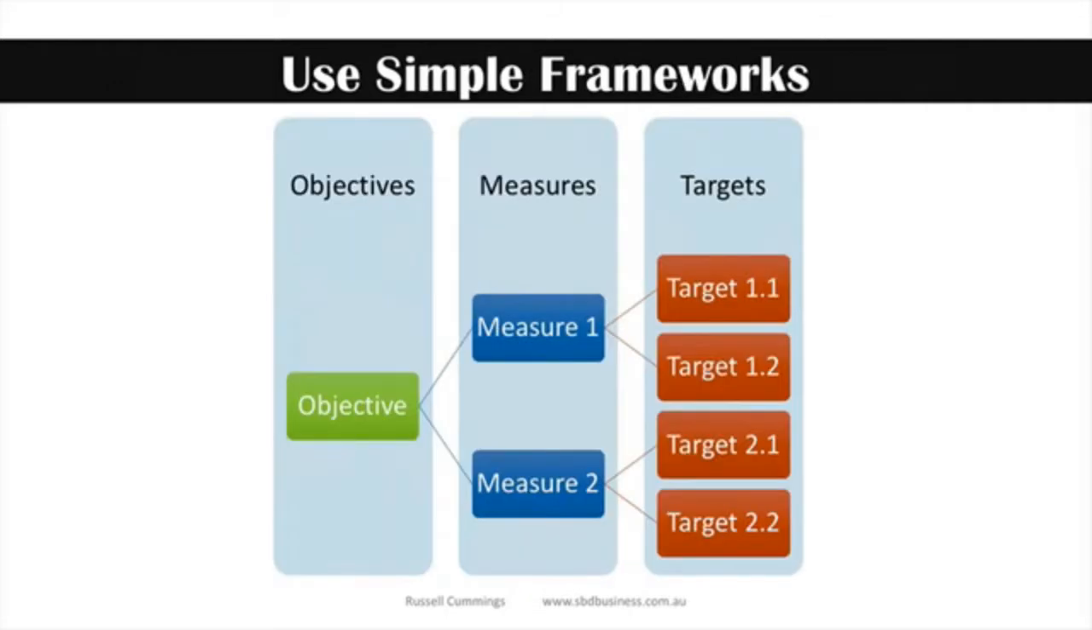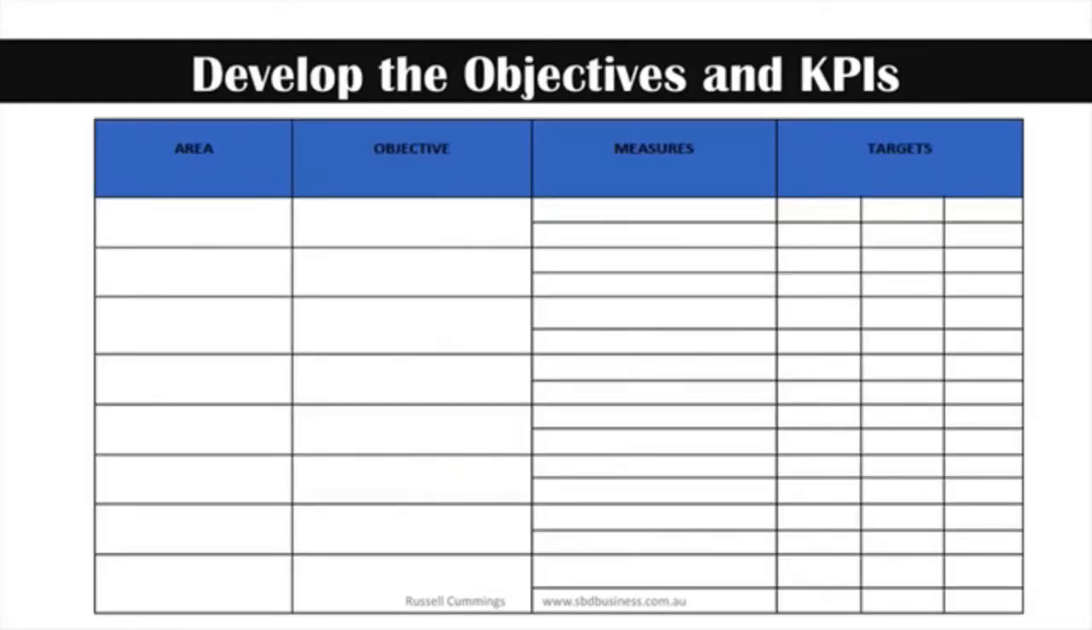So remember, use a simple framework: objectives, measures, and targets. To do that, we've given you a worksheet. Download the worksheet here. It's really simple. The area is the area that you'd like to work in. Let's say it's health. The objective is improve my fitness. And then we went through some measures and some targets there. I've given you space to put a couple in, but you can expand on this model as much as you like. Really simple concept.